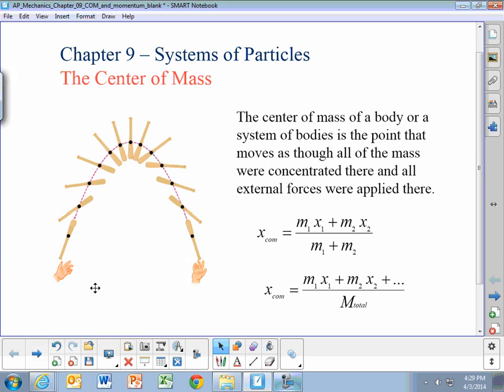In this recording, we'll be looking at a couple of brief topics. We'll be looking at the center of mass of a system of objects. It also will be introducing the motion of the center of mass and momentum.